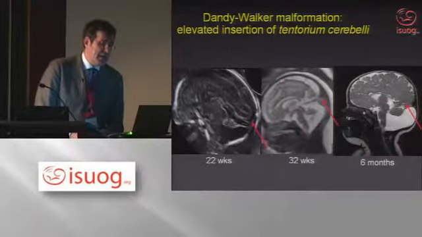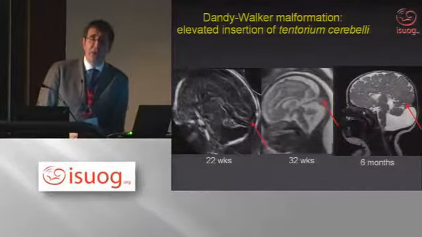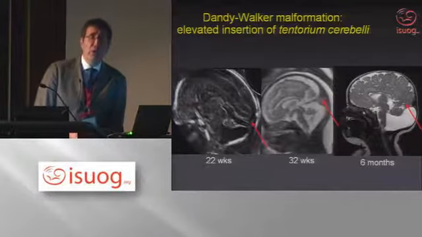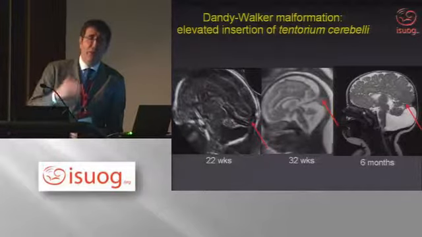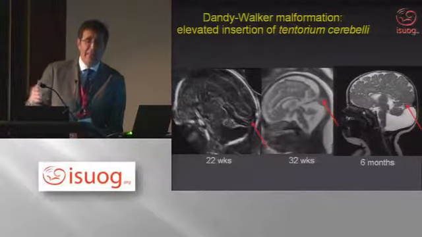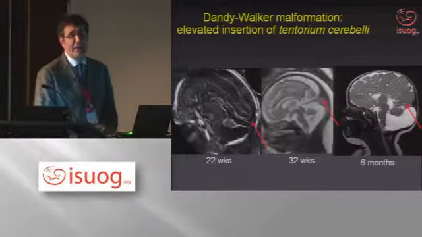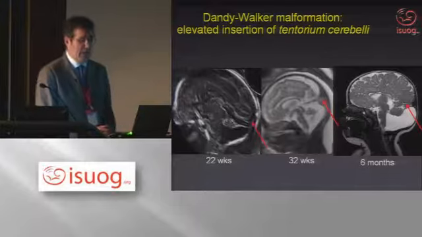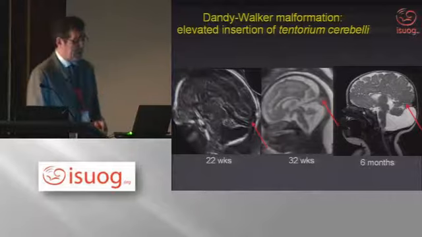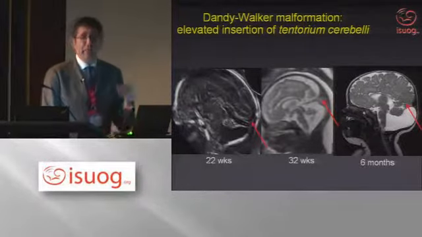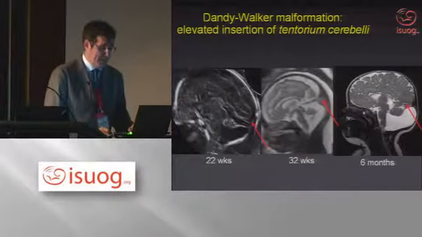The elevated insertion of the tentorium cerebelli and the displacement of the torcular herophili is not a progressive phenomenon. It is always there from 20 weeks. It is not something that will occur late in gestation. We have followed serially several cases, and we always could document that finding as early as 18, 19 weeks gestation. So it is a very primary phenomenon, and it is reliable in early gestation. This is the same fetus that was examined at 22 weeks, 32 weeks, and 6 months. And as you can see, not much of a change. It is more or less always the same.